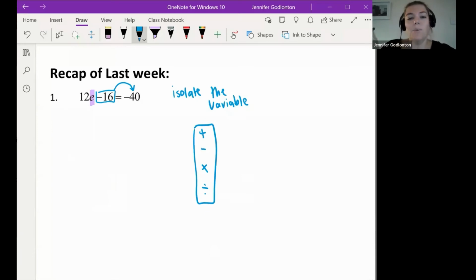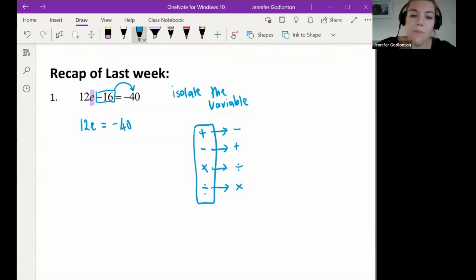Okay. When I jump over the equal sign, my order of operation is its opposite. So a plus becomes a minus, a minus becomes a plus, a times becomes a divide, and a divide becomes a times. So this is negative 16, so we're minusing 16. So when it jumps over the equal sign, it's going to become positive 16 because it's jumping over.